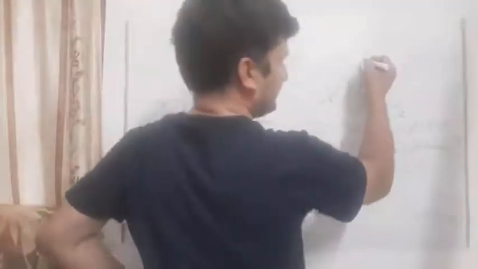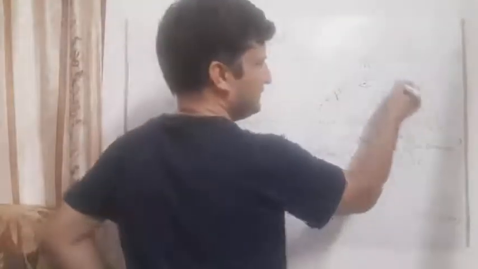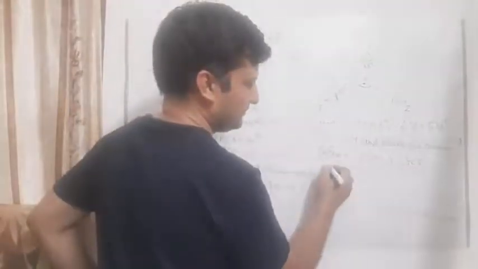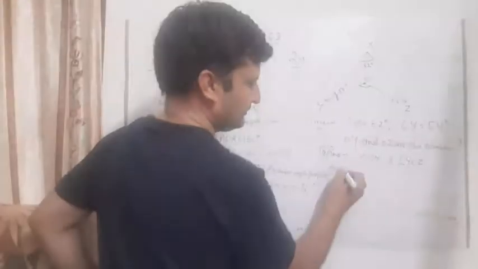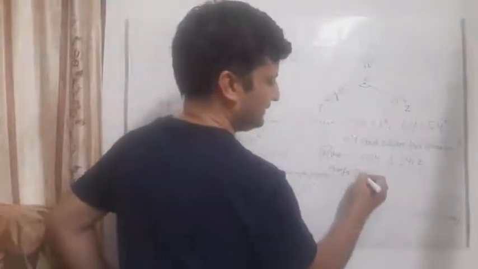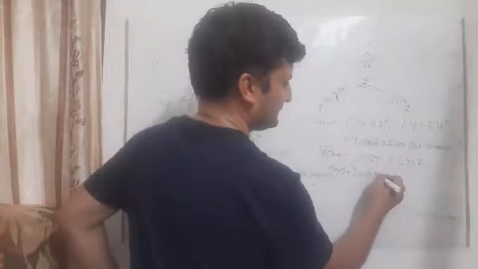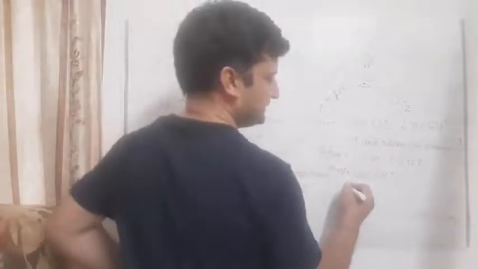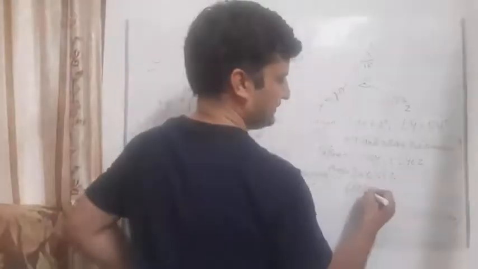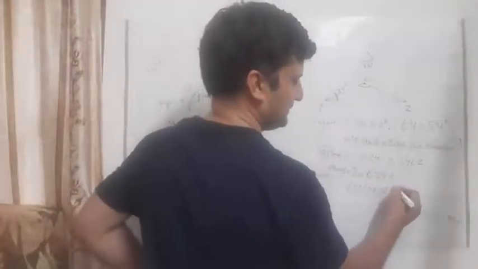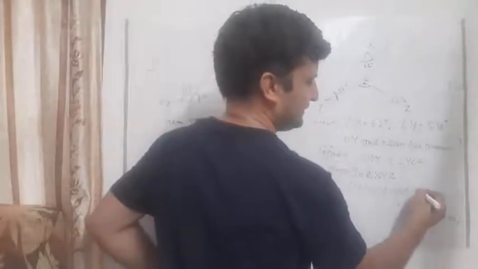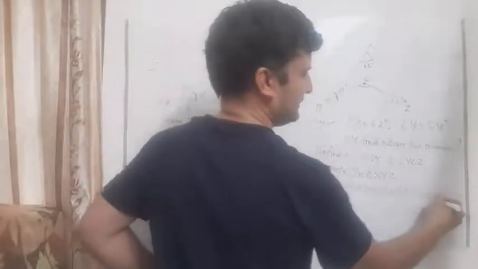We know that the sum of these three angles is always 180 degrees. So what will we do first? We are doing the proof in triangle XYZ. In triangle XYZ, angle X plus angle Y plus angle Z is equal to 180 degrees. This is the angle sum property. In short form, we can write this as ASP.